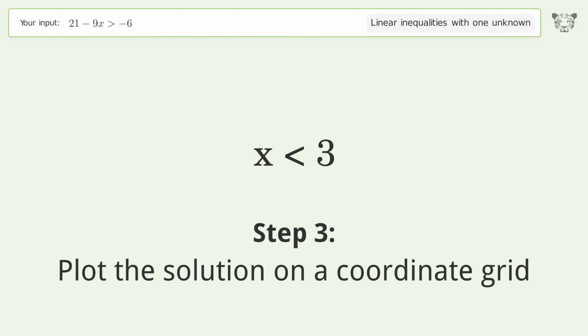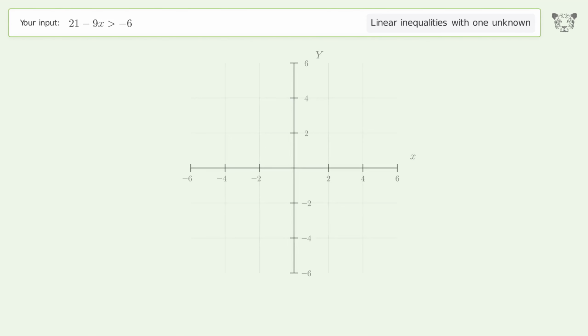Plot the solution on a coordinate grid. And so the final result is x smaller than 3.